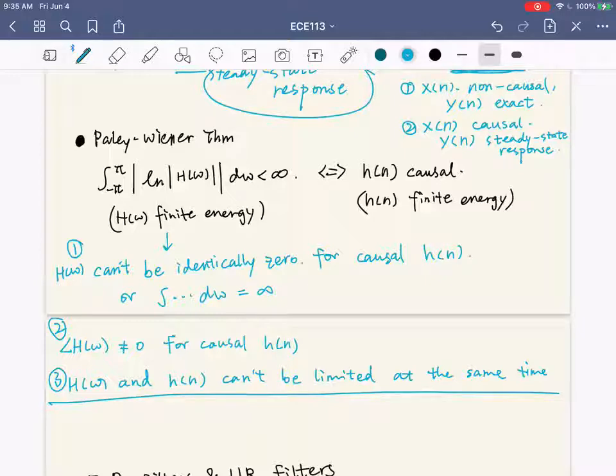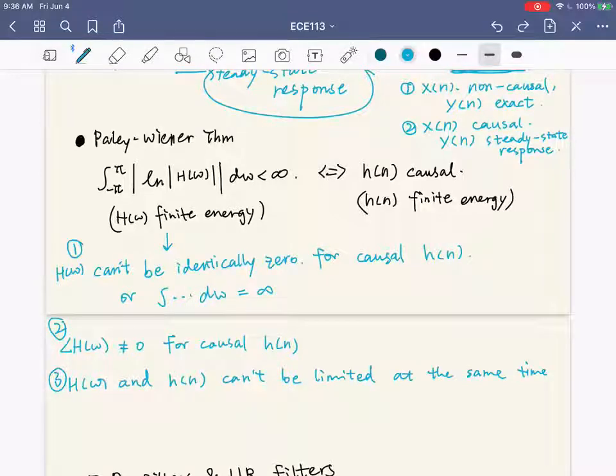But in practice, if the side lobe is small enough, we can ignore it. Theoretically, though, they cannot be limited at the same time. And the second easier conclusion is this one: for a causal h[n], its phase delay can never be 0. This is also very intuitive to understand.